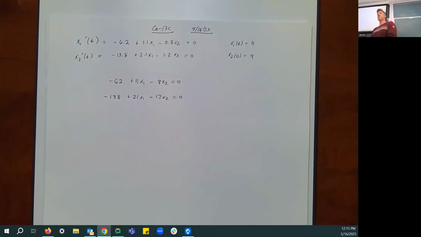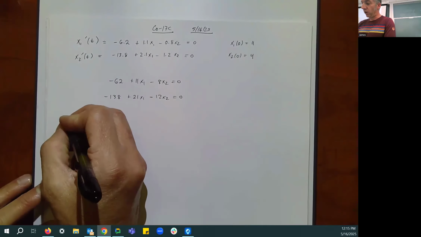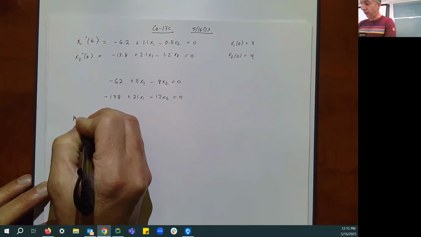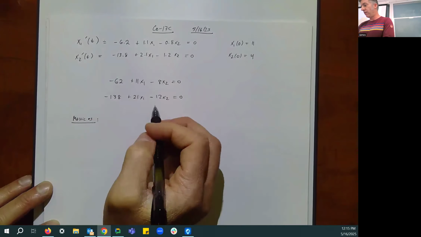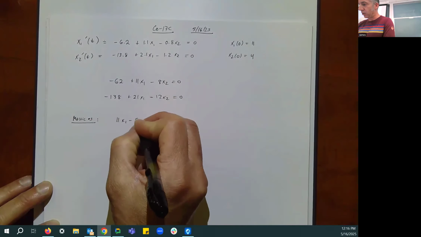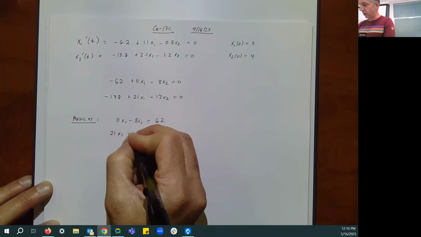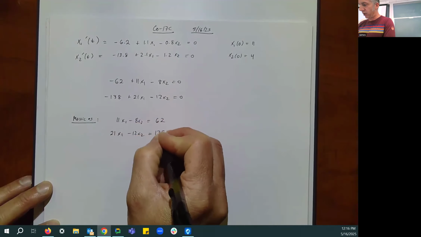And as always, when you have a system of two equations and two unknowns, and they're both linear, you can solve them by substitution or elimination, or you could even use matrices. So there are three ways you could do this. Let's do the matrix way first, because I think it's worthwhile. You're going to keep all of the x1s and x2s on one side of the equation. So we have 11x1 minus 8x2 equal to positive 62, and 21x1 minus 12x2 equal to positive 138.